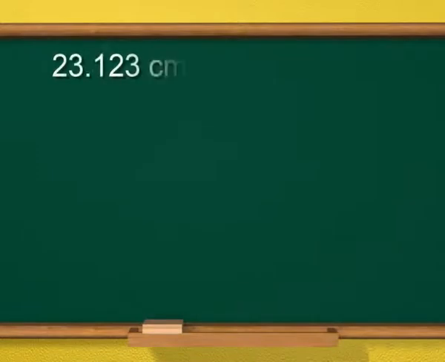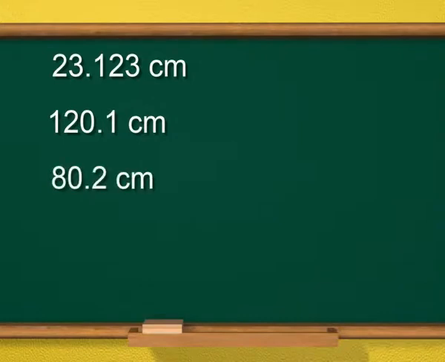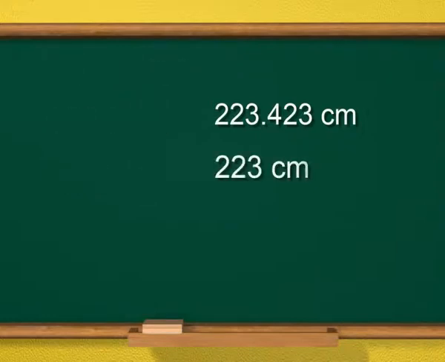We have to work out the sum of three lengths: 23.123 centimeters, 120.1 centimeters and 80.2 centimeters. The arithmetic sum of lengths is 223.423 centimeters. In this example, the third measured value of 80.2 centimeters has the least number of significant figures, that is 3. If we measure our result to the least significant figures, the result of the sum should be 223 centimeters.